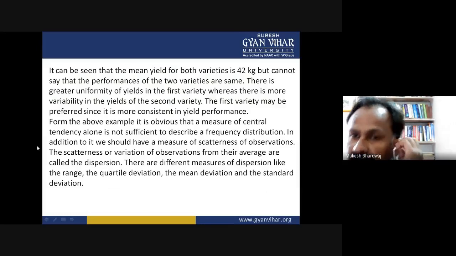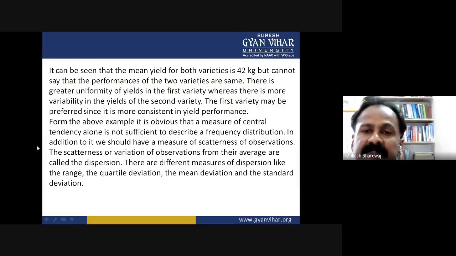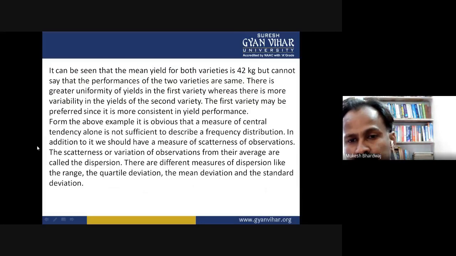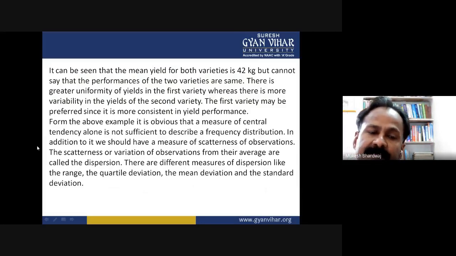So there is a difference in the family members of each family, and there is a variation in their income also, but the average comes out to be the same. So we can directly say that the average alone is not sufficient to describe the frequency distribution. In addition to it, we need a measure of scatterness of observation. The scatterness or variation of observations from their average is called the dispersion.